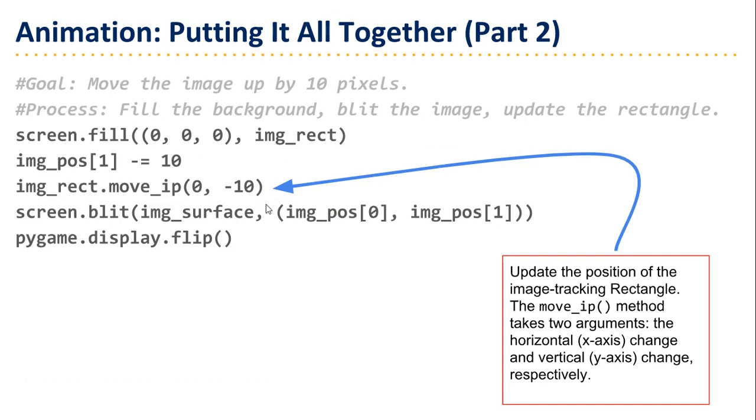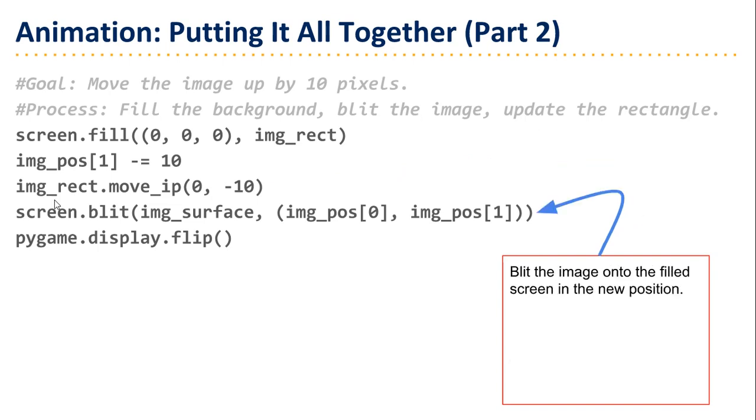Then, now I want to update the position of the rectangle. And I can do that easily using this moveIP function. Every rectangle you can call moveIP on. imageRectangle.moveIP stands for move in place. And I pass to it the amount I want to change the x position and the y position. So here I moved the actual image up 10, so I want to move the corresponding rectangle up 10. So I change the x position by nothing and the y position by negative 10.